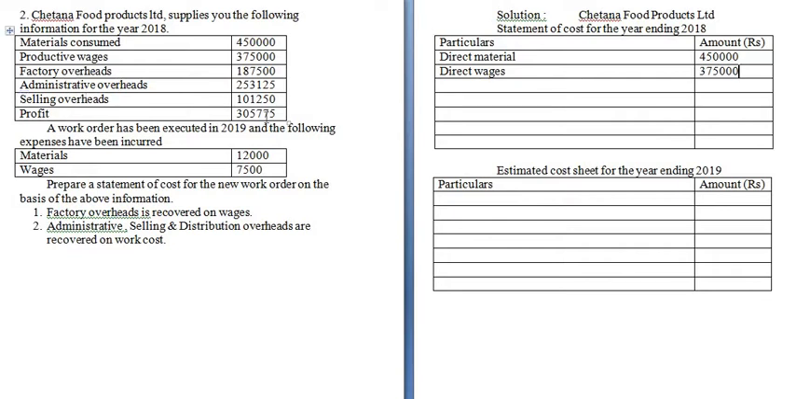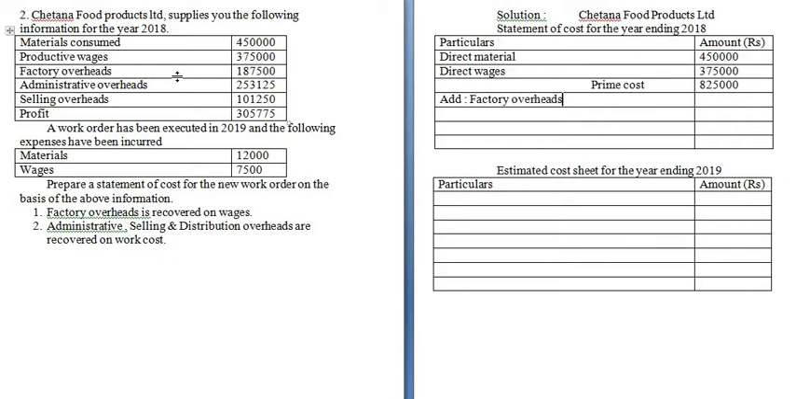Now again go through the problem. If they had given direct expenses we would add them, but in this problem they have not given direct expenses, so make a total. This total will be called prime cost. Hope everybody is understanding. The total is 8,25,000. So this is prime cost. Next, add factory overheads.